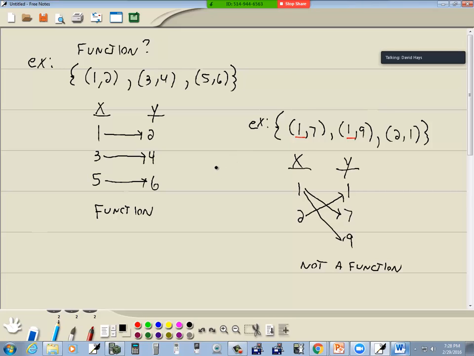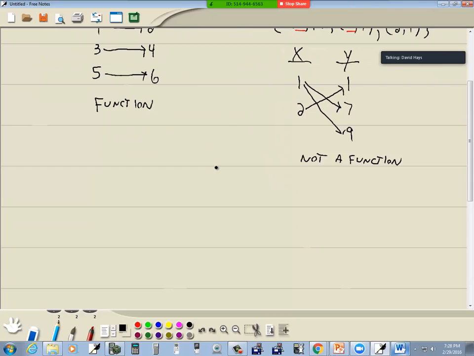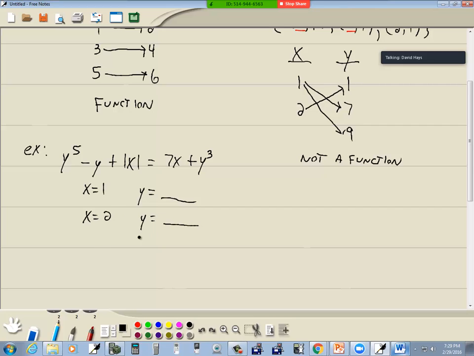Now where this becomes tedious and hard to work with is if you had a problem that looks like this: y to the fifth minus y plus the absolute value of x is equal to 7x plus y to the third. To actually use that definition, we'd have to plug in x values. Plug in x equals 1, solve for y, and see if it gives me 2 or more different y values. Plug in x equals 2, see if it gives us 2 or more different y values. Plug in x equals 3, and so on.